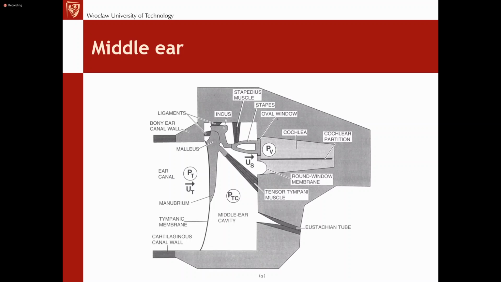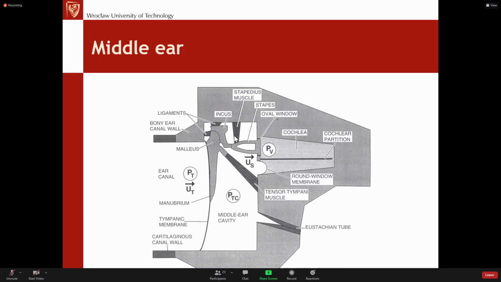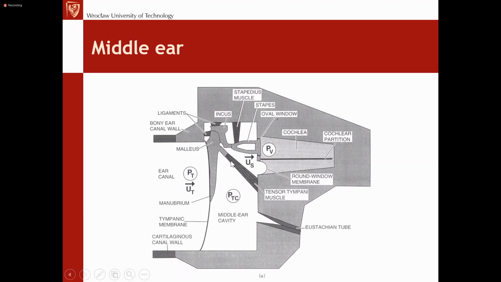And so these three ossicles, malleus, incus, and stapes, are connected to the rest of the bone with some ligaments, as well as the stapedius muscle and the tensor tympani muscle. And of course, the middle ear cavity is connected to the throat via the Eustachian tube.